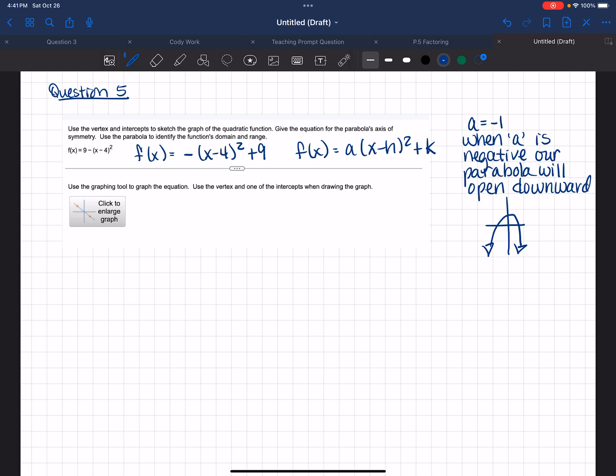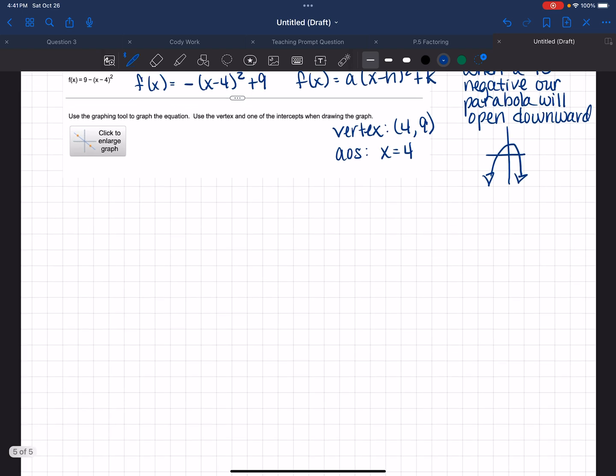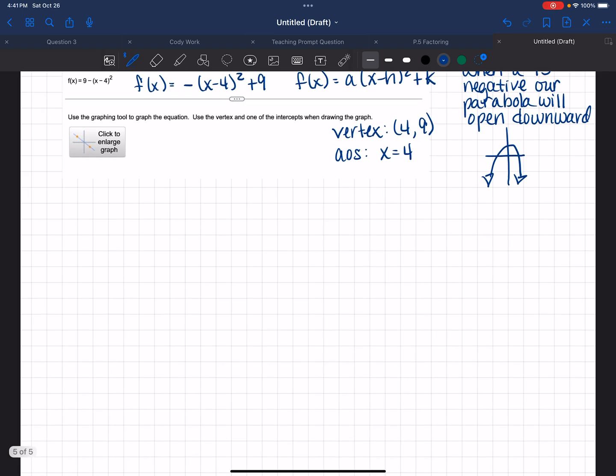Okay, so if we think about our vertex being at (h, k), my vertex is going to be at (4, positive 9) this time. And my axis of symmetry is going to be at x equals 4 again. Okay, so I'm going to come over here. We need to find some x-intercepts, don't we, and y-intercepts.